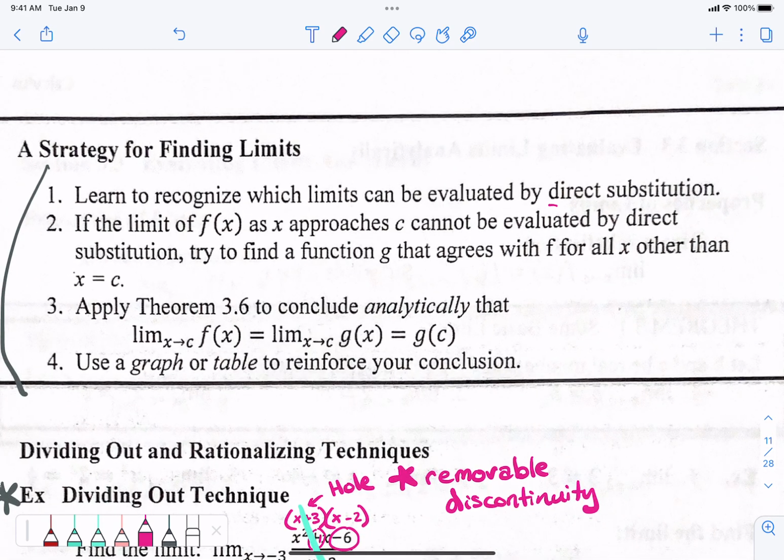Learn to recognize when you can just use direct substitution. That's number 1, that's what you need to do first. Number 2, if the limit cannot be evaluated by direct substitution, try to find a function that agrees with f for all other values, which just means either divide it out or factor it so that you can get rid of that one place where it's not agreeing. So divide or factor, that's number 2. That's the process. Number 3 is apply theorem 3.6 to conclude analytically. This is what we're going to learn next. So number 2 is the divide out or factor process.